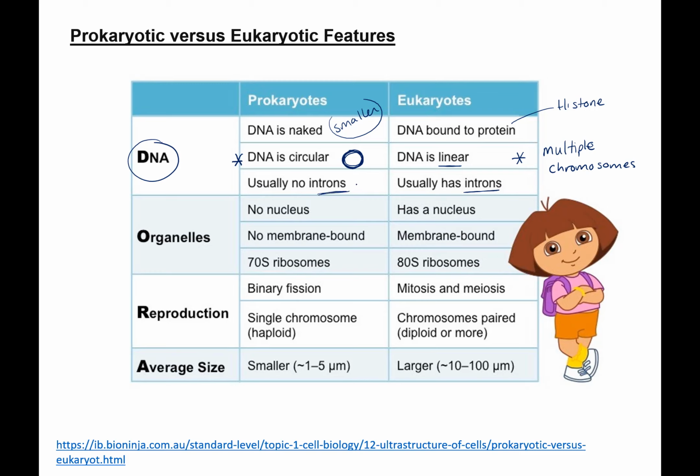Prokaryotes do not have introns. It's another way they kind of conserve their DNA. So their DNA is really tight. So when I mean smaller, I mean not a lot of extra stuff in their genetic information.